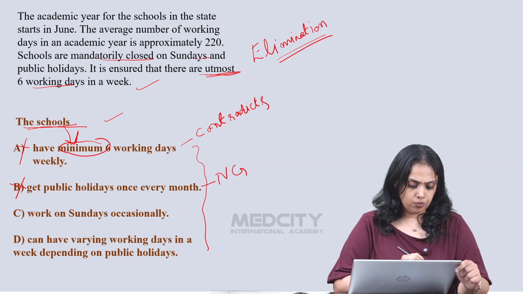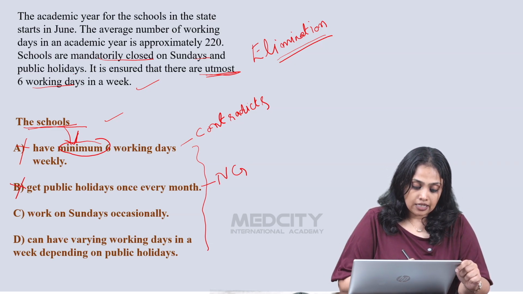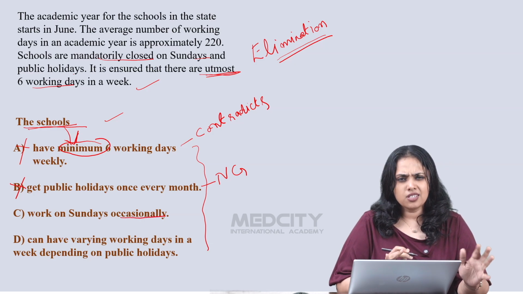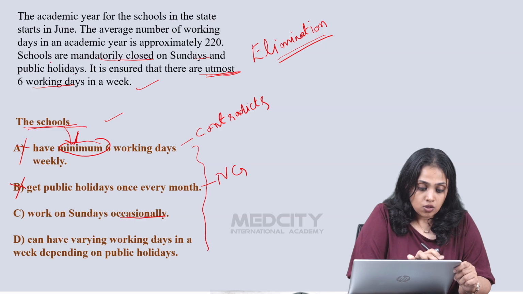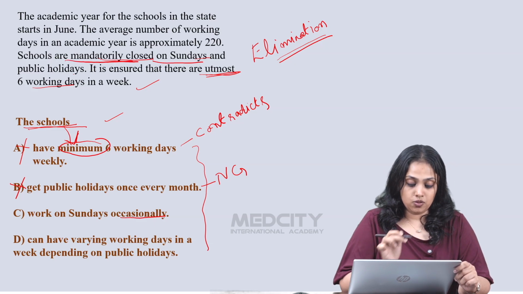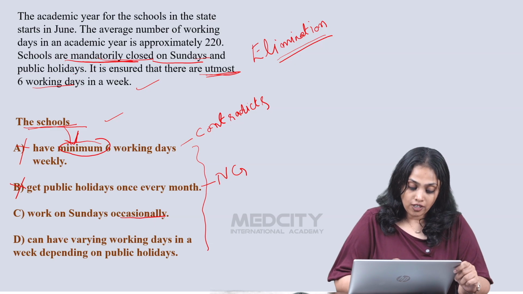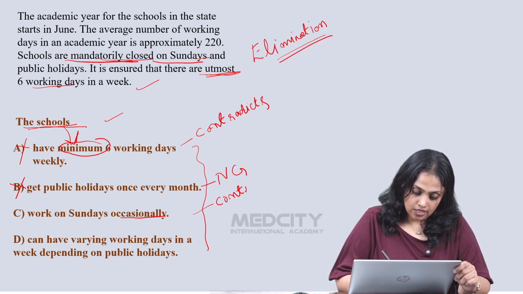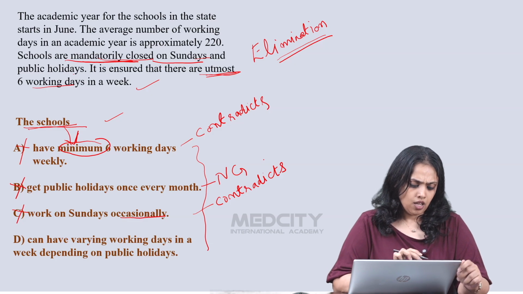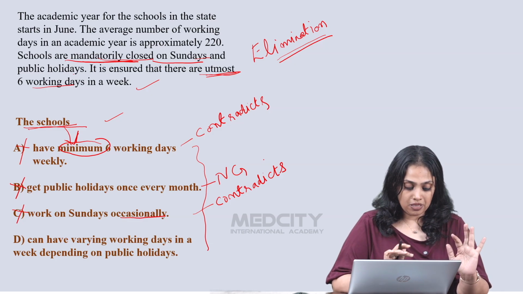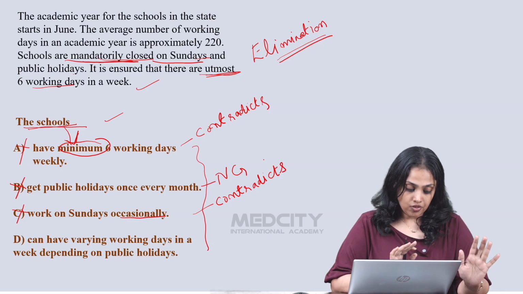Then moving on to the third option. The schools work on Sundays occasionally. On some Sundays, the schools work. But what is given in this text? Schools are mandatorily closed on Sundays and public holidays, which means that schools will not function occasionally on Sundays. So this again contradicts what is given in the text. So for that reason, we can eliminate this as well. So we have eliminated 3 options, which means that D has to be the right answer.